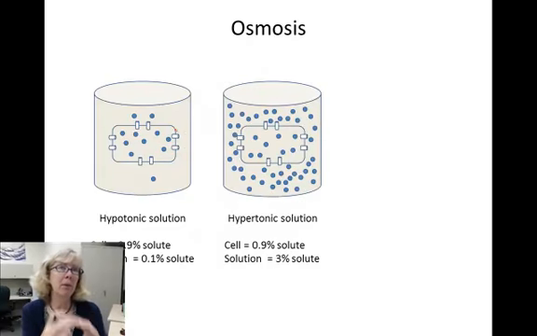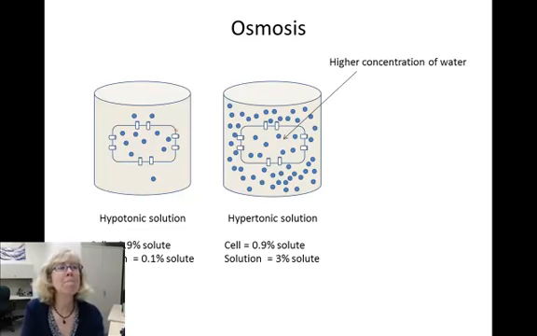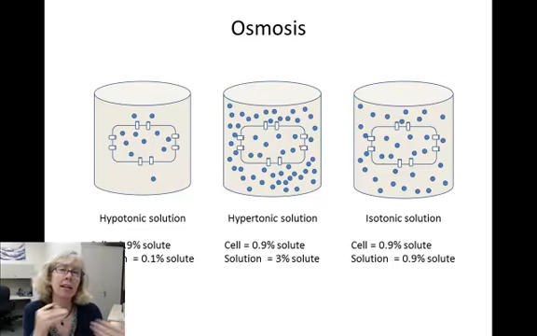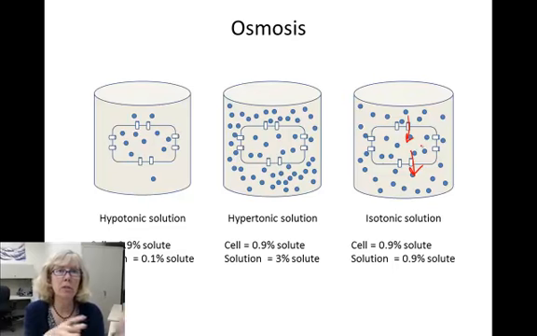If a cell is in a hypertonic solution, there's a higher solute concentration outside the cell, and so the concentration of water is higher where? Yep, higher concentration of water inside the cell, so water tends to diffuse out of the cell. An isotonic solution has the same solute concentration inside and outside. Iso usually means same. Water continues to flow through aquaporins, but there's no net change, so the flow into and out of the cell will be continuous but equal.